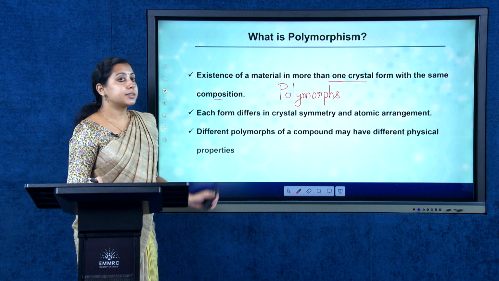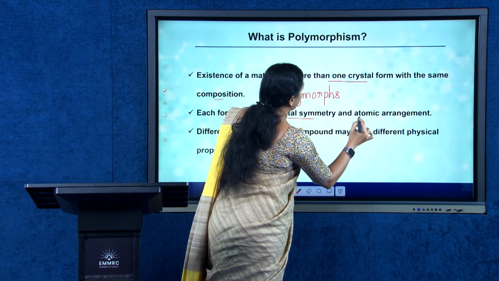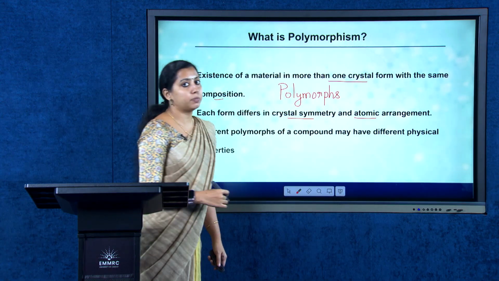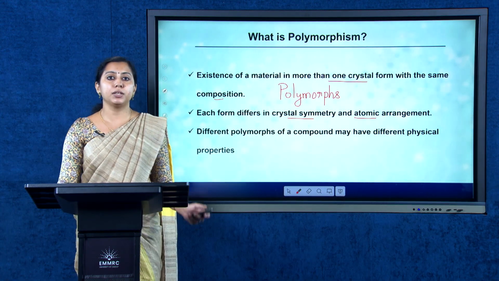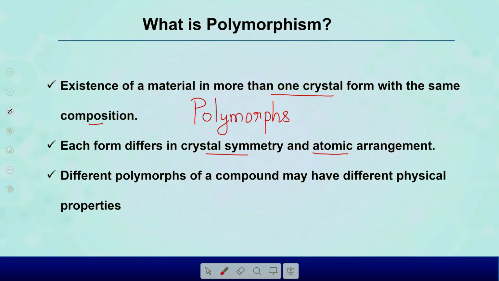Each form, that is each polymorph, differs in crystal symmetry and atomic arrangement. That is, they differ in the crystal symmetry as well as the arrangement of the structural units. Different polymorphs of a compound will have different physical properties also.